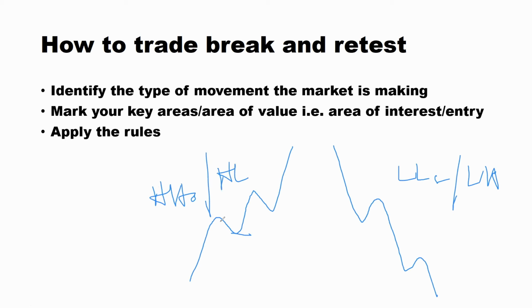This is the higher low. This is the higher high, higher high, higher low, higher high, higher low. Downtrend, we're making lower low, lower high, lower low, lower high, like that. So you need to first identify, am I in a downtrend? Am I in an uptrend?